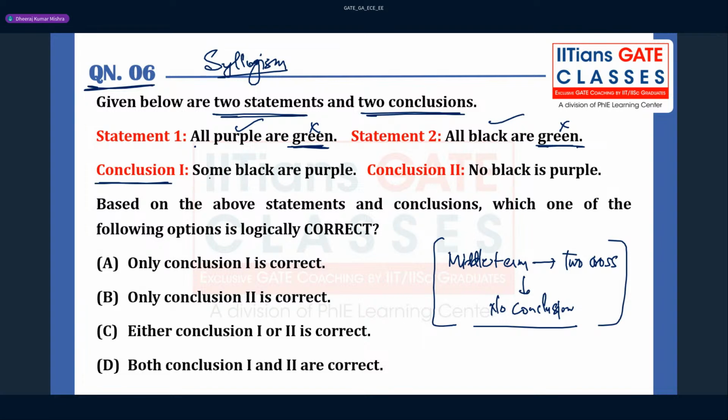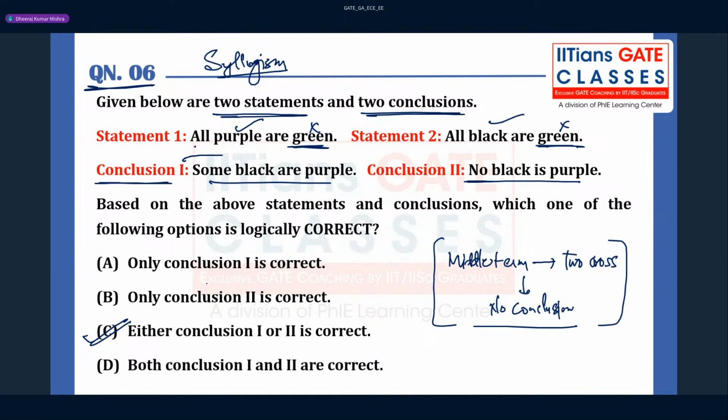But you have to look at the conclusions, guys. See what they have given: some black are purple and no black is purple. Or you can say some A are B and no A is B. These conclusions are called complementary pairs, because they have given some and no. Because of that, option C will be the correct answer for this question.